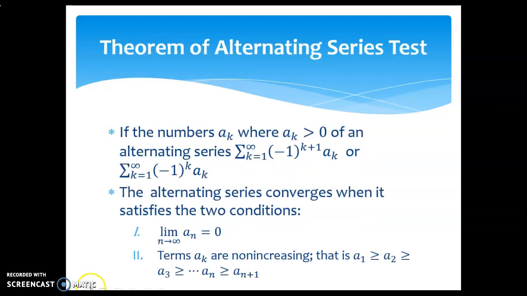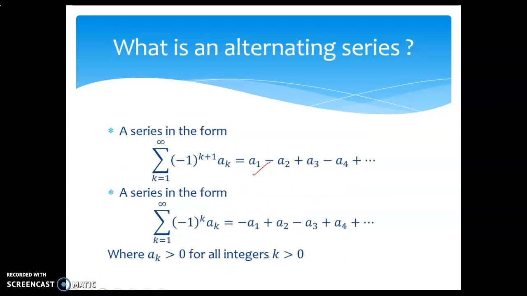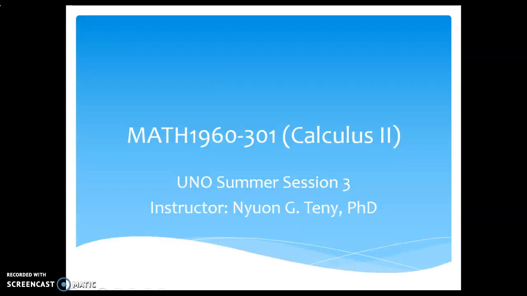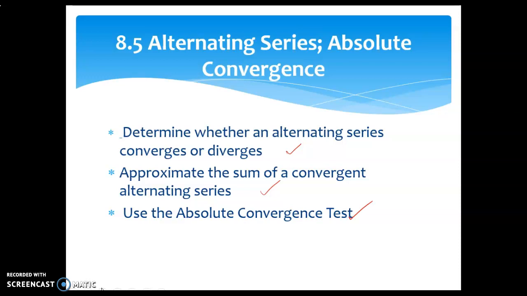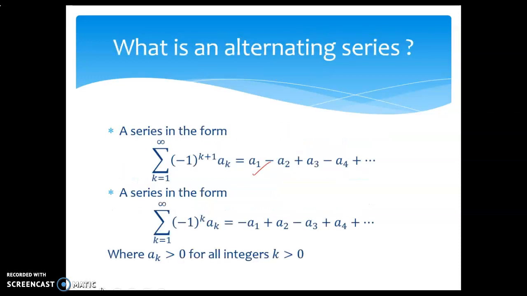Today we are going to discuss alternating series and absolute convergence. We would be able to determine whether an alternating series converges. We would be able to approximate the sum of a convergent alternating series, and we would also be able to use the absolute convergence test.